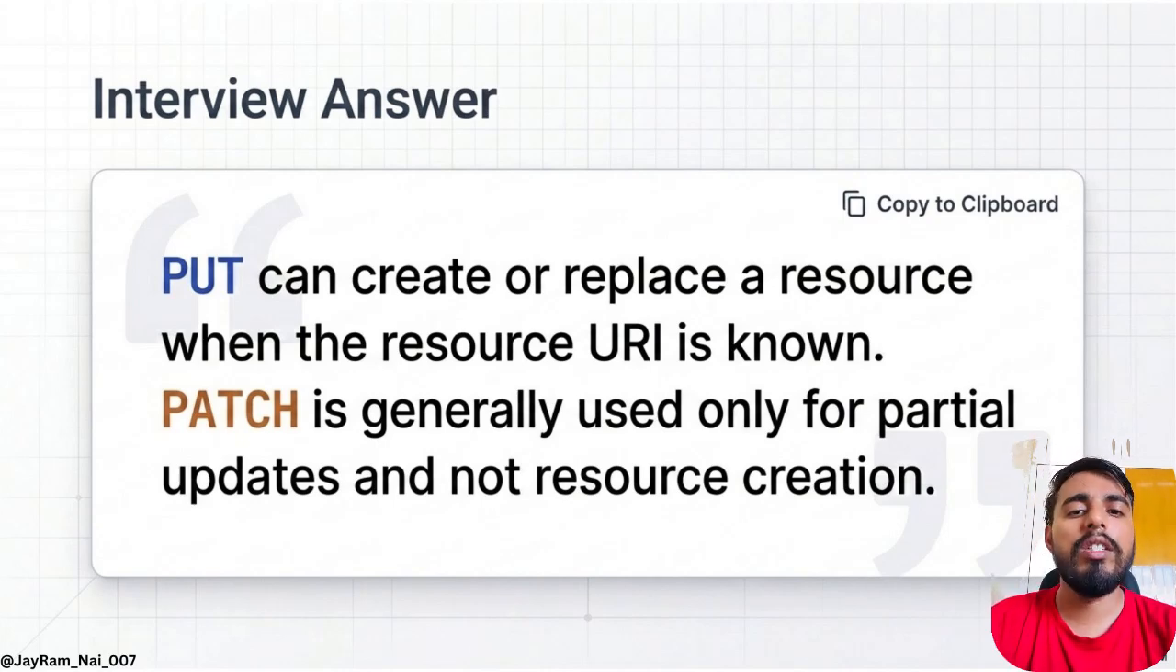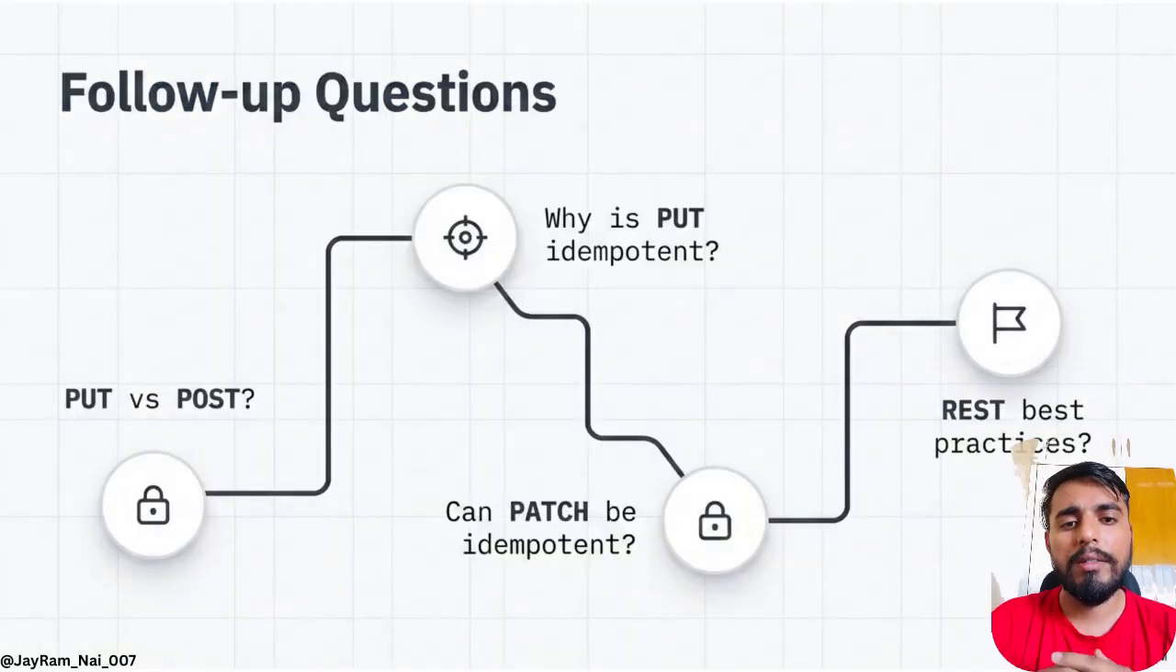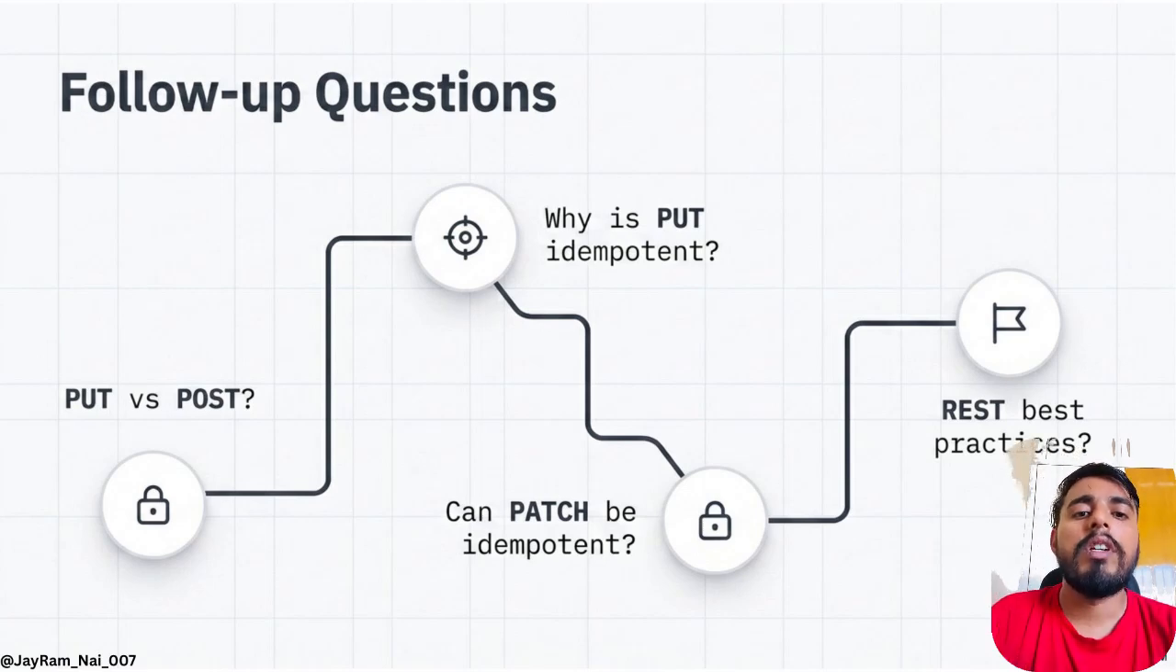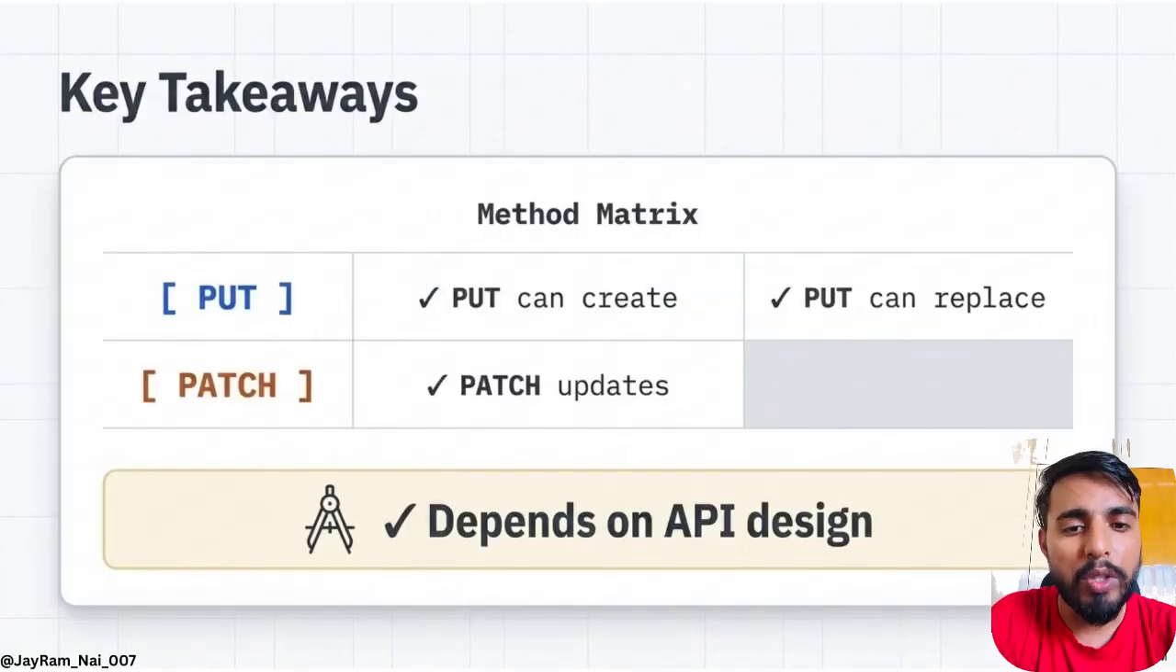Now, if you just nailed this question in an interview, congrats, but do not relax here. Because here is what experienced interviewers ask next. Why is PUT idempotent? If you cannot explain this clearly, it suggests you just memorized the answer. Can PATCH be idempotent? Yes, it can, but it's conditional. Second question, PUT versus POST. When do you choose which one? Now we are talking API design philosophy over here. What are the REST best practices for resource creation? This opens up a whole new conversation about API design maturity.